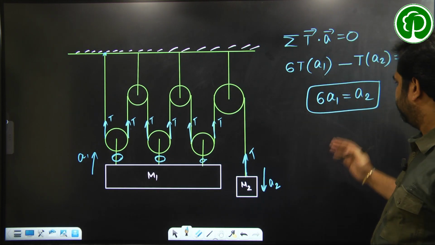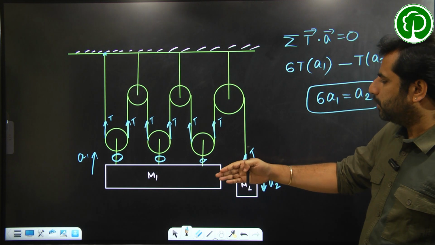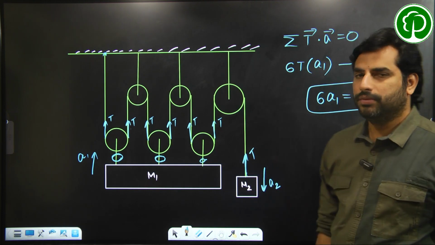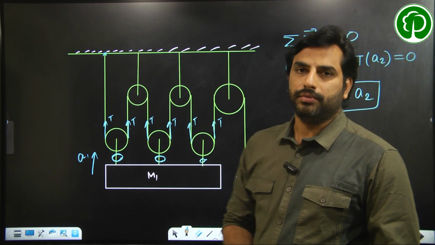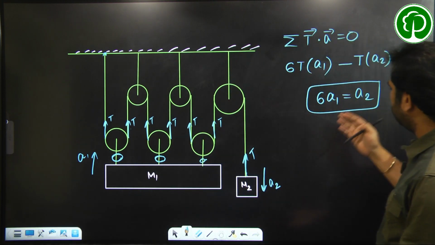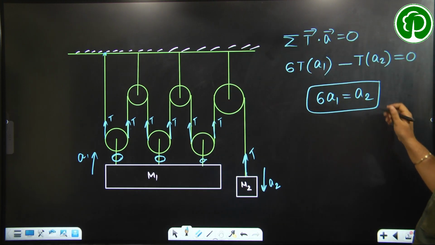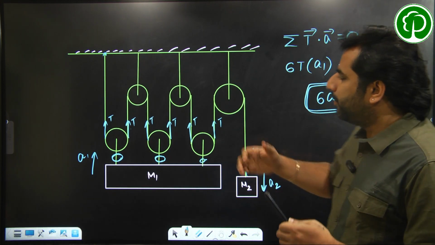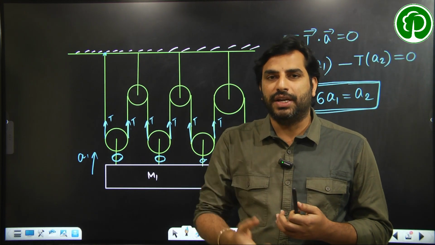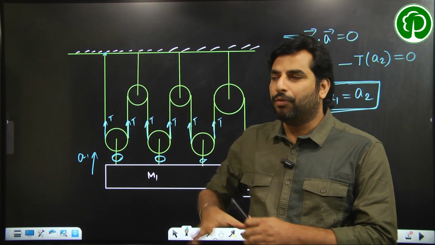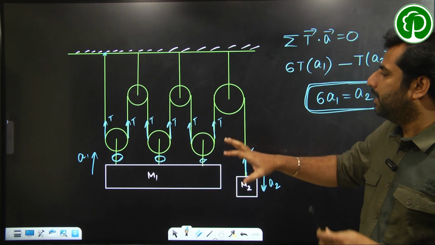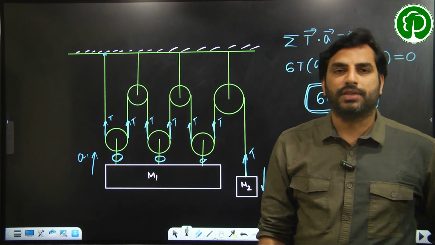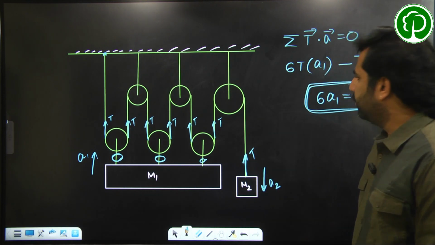It is obvious that the directions of accelerations of M1 and M2 will be opposite. So I have assumed opposite and I got 6A1 is equal to A2. This is the relation between A1 and A2. So instead of applying constraints, instead of differentiating and double differentiating, this is a very easy method when you have a multiple pulleys and block system. I hope you understood this.